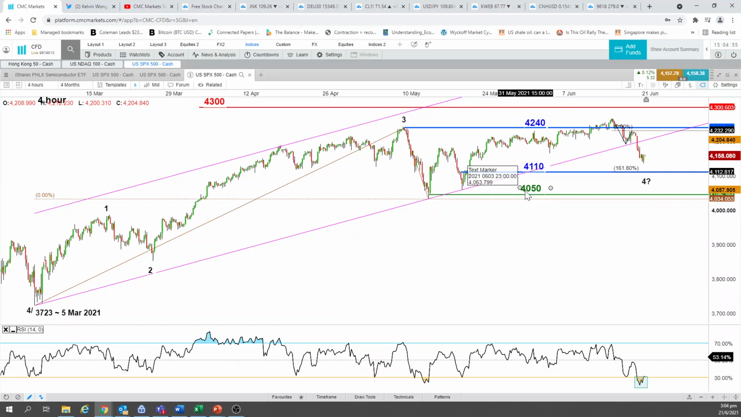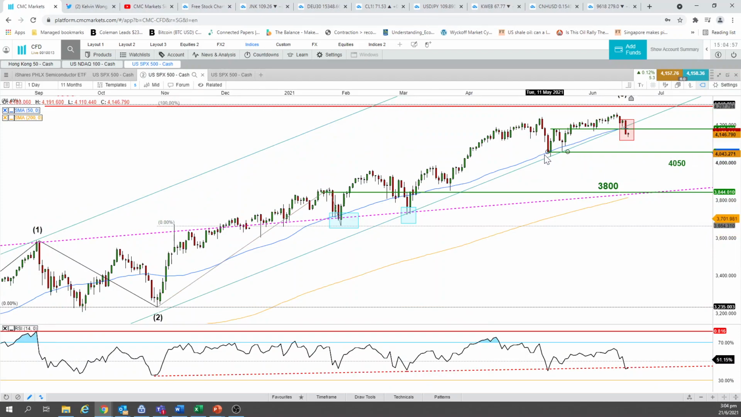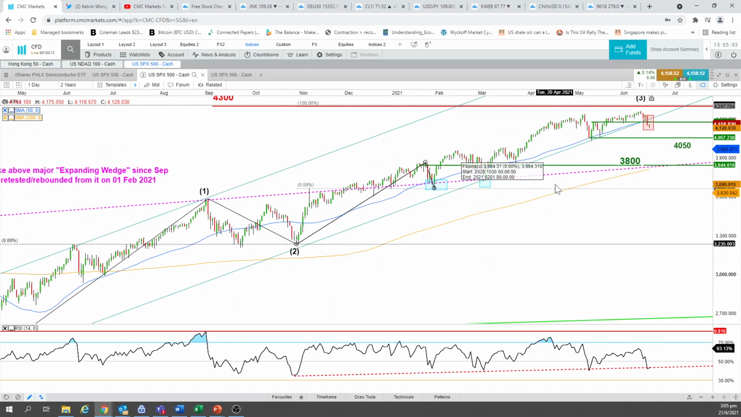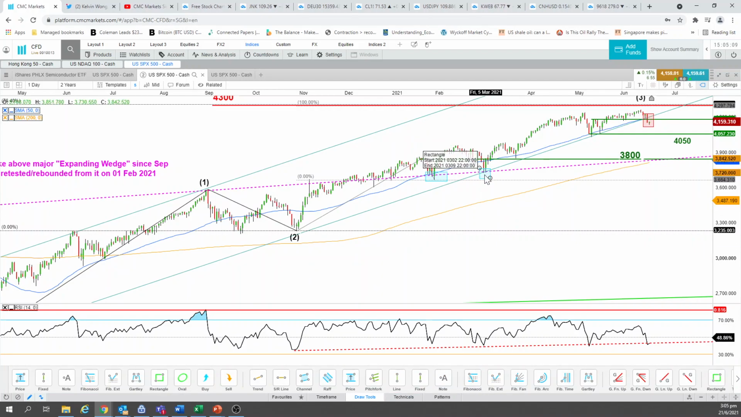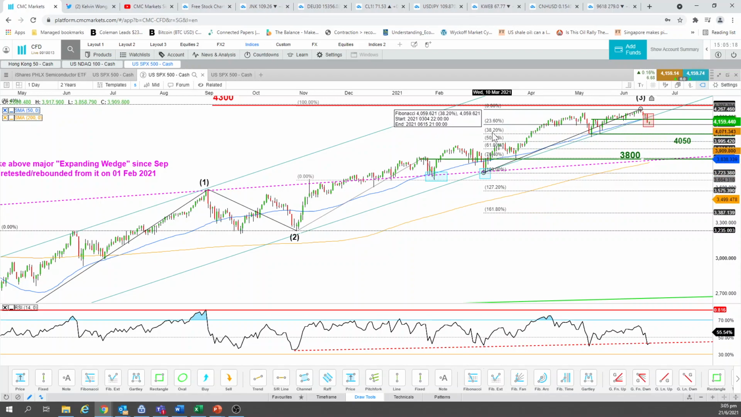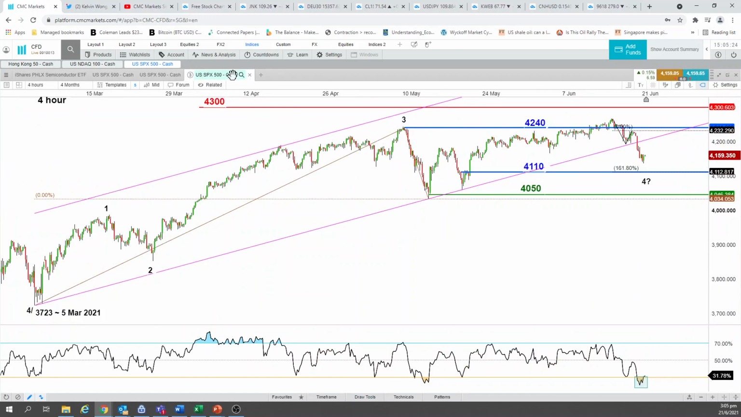If I go to the daily chart over here, you see this range. What is 4050? If I were to do a Fibo retracement, taking from the low of 4th of March and projecting it up, 4050 is actually the 38.2% Fibo retracement. So I will be neutral between the 4240 and 4110 levels. And also, if you look at the RSI on the 4 hour, it has already started to inch up from the extreme oversold level.